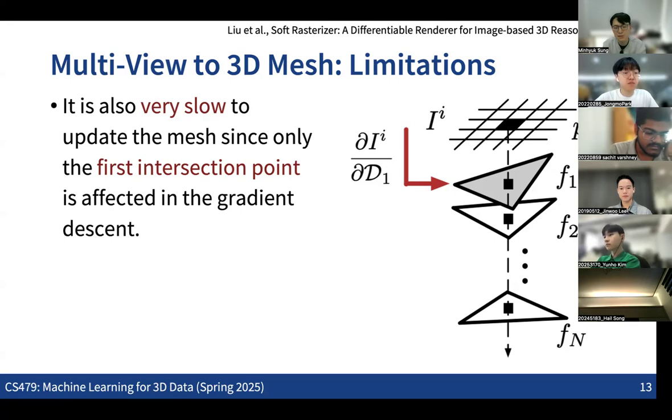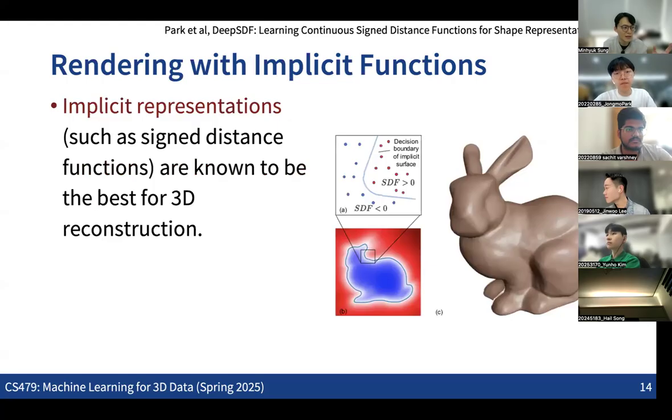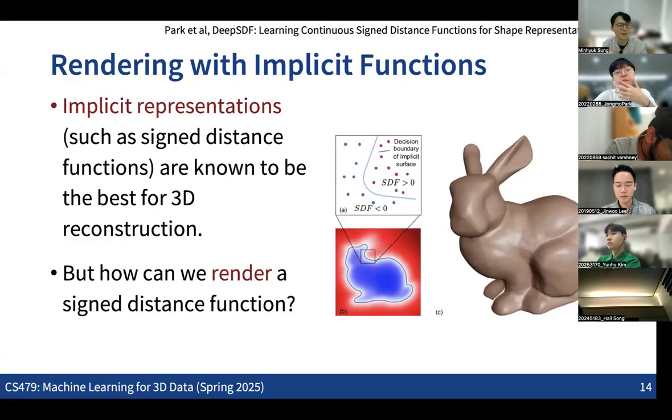So mesh representation has lots of issues. And we have also seen that implicit representation is the best choice in terms of getting a 3D output with the neural net, right? So instead of using the mesh, we can consider reconstructing everything into a signed distance function or an occupancy function. But when you use the signed distance function or the occupancy function as this 3D output, the challenge now comes from how we're going to render the signed distance function.